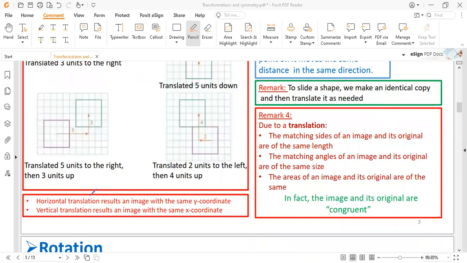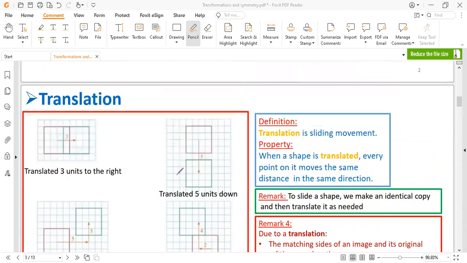So we should know that horizontal translation results in an image with the same y coordinate, and vertical translation results in an image with the same x coordinate, if we are, for example, drawing an image in a plane. So this is the translation.